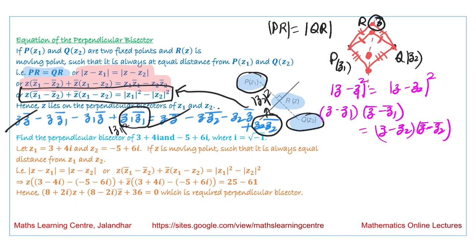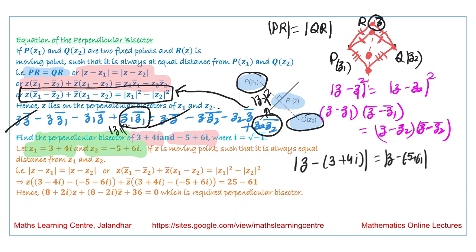The numbers are given over here: 3 plus 4 iota and minus 5 plus 6 iota, and we have to find the perpendicular bisector of the line joining these two points. So z1 is 3 plus 4 iota and z2 is minus 5 plus 6 iota, and we are trying to calculate a point z which is always at a constant, equal distance from these two. So we have mod of z minus (3 plus 4 iota) should be equal to mod of z minus (minus 5 plus 6 iota).